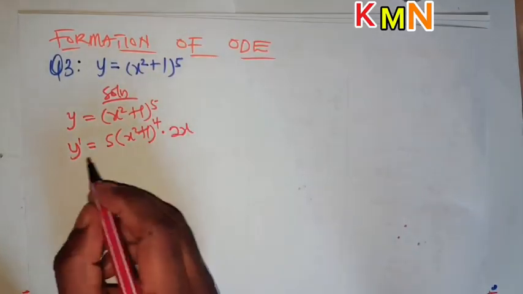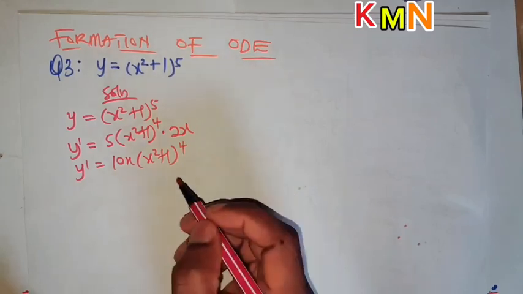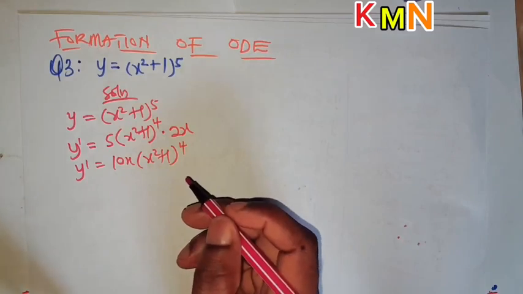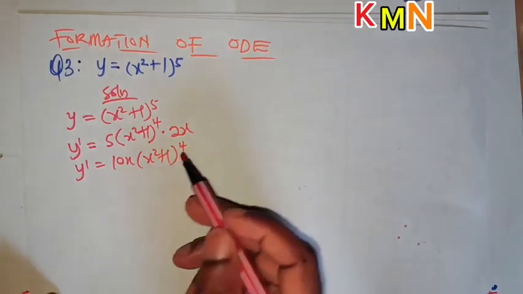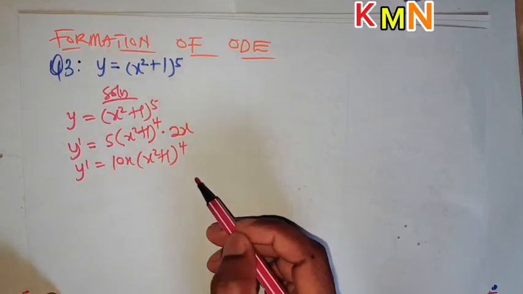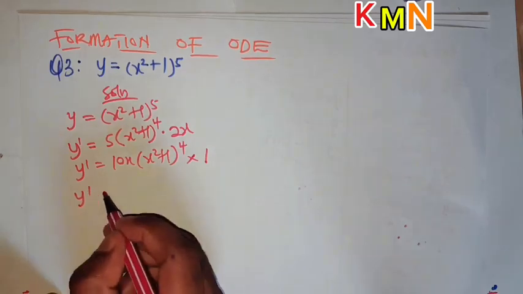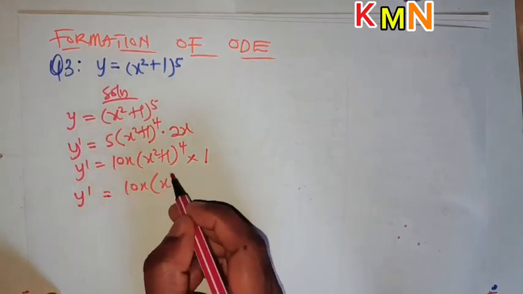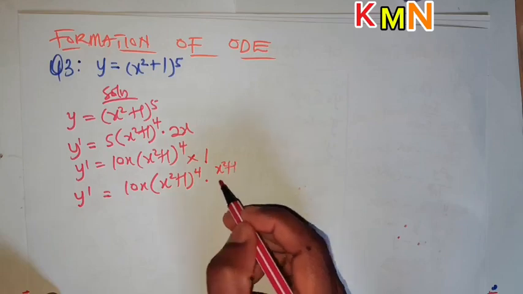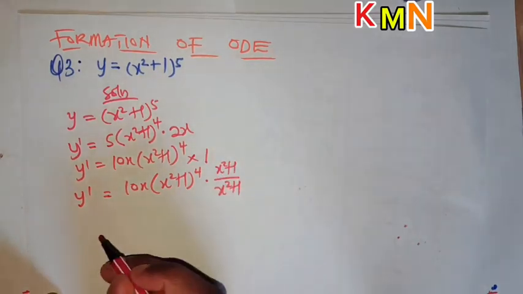So now let's simplify. Y prime is equal to 10x times (x squared plus 1) to the power 4. Now we need to find the independent variable, and here we need to create something to make it possible. We can see that this x squared plus 1, if you multiply it by the whole of this and divide by the same thing, meaning we multiply by 1, something that will give us 1, and what will give us 1 is (x squared plus 1) over (x squared plus 1), because I have divided the same thing by itself. So if that's true, then I can multiply.